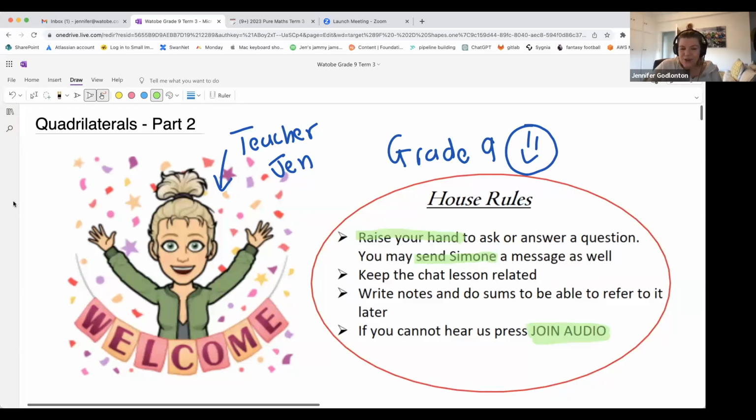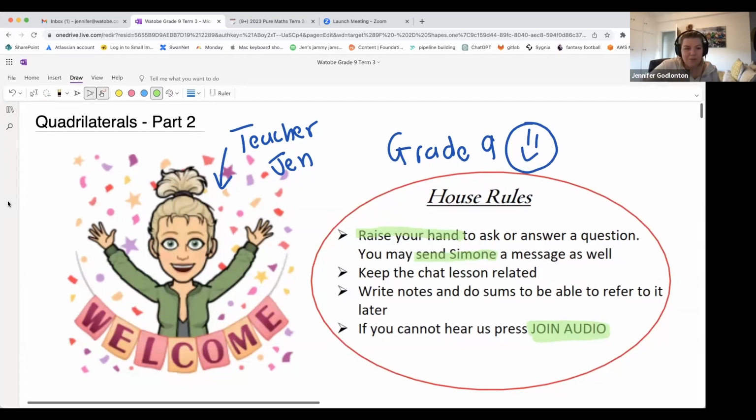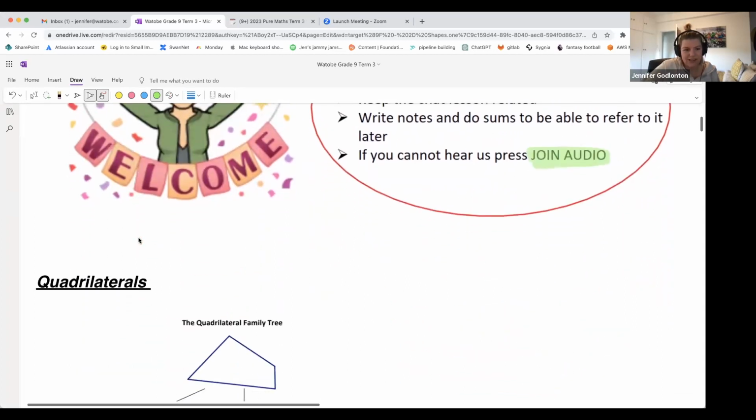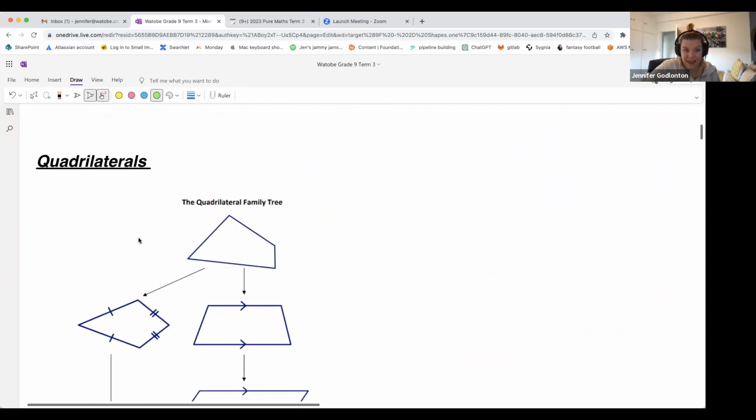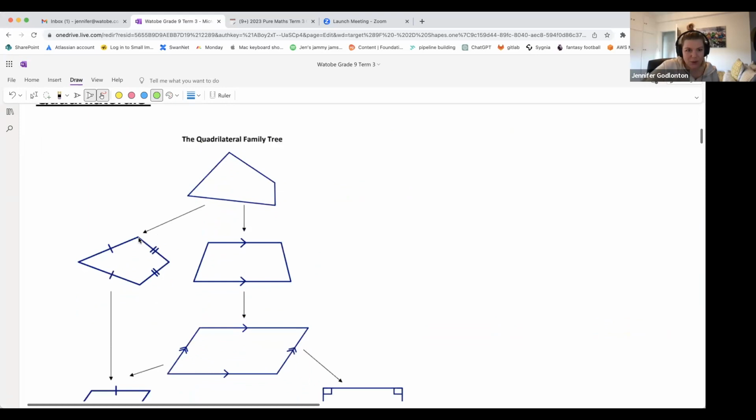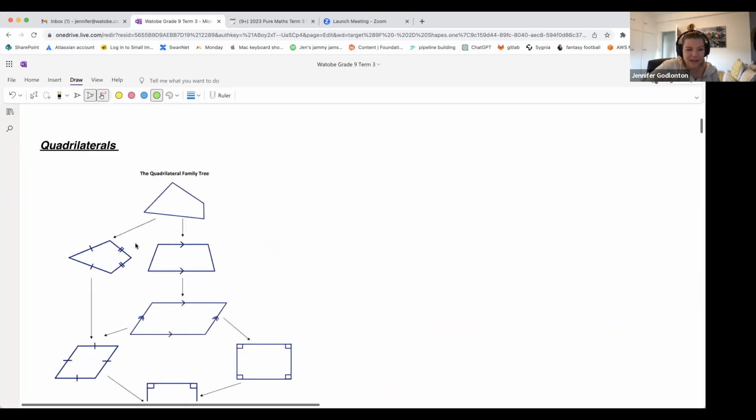Let's get going. So I believe you started quadrilaterals last week and you had just started talking about some of the more basic ones, maybe, let's put it like that. And today we're going to talk about two more. But before we jump into that, we're going to see how they all fit together.